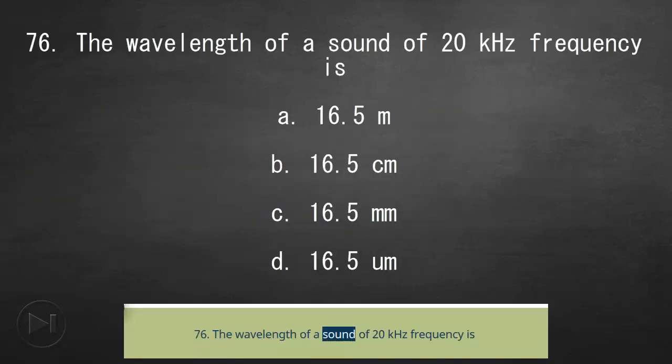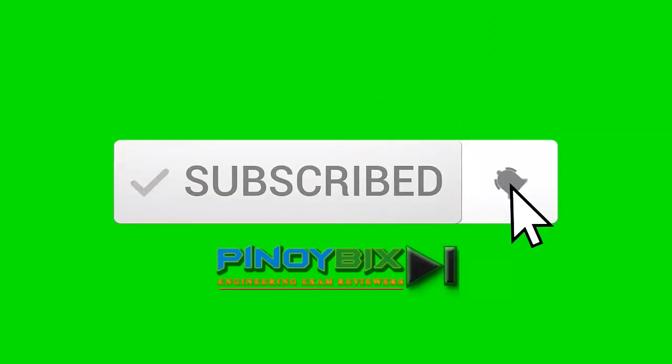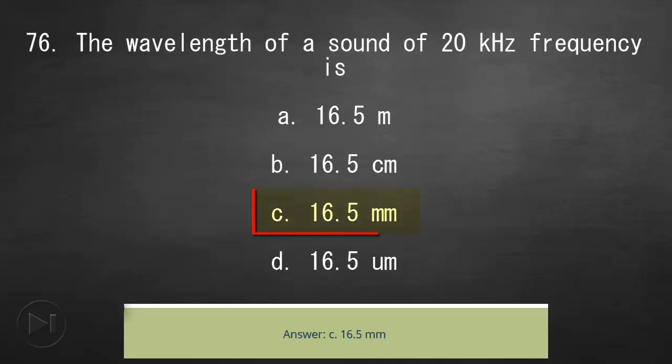76. The wavelength of a sound of 20 kHz frequency is A. 16.5 m, B. 16.5 centimeters, C. 16.5 mm, D. 16.5. Answer, C. 16.5 mm.